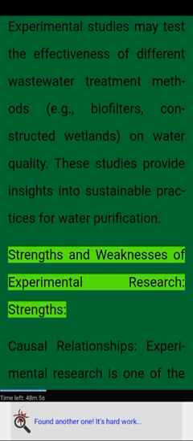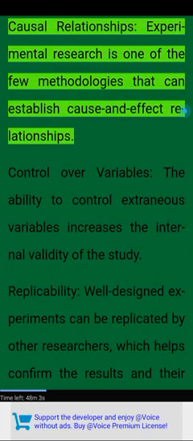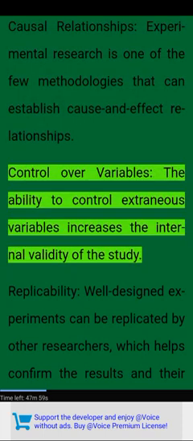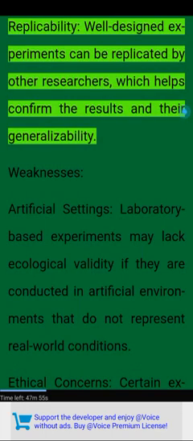Strengths and weaknesses of experimental research. Strengths. Causal relationships. Experimental research is one of the few methodologies that can establish cause and effect relationships. Control over variables. The ability to control extraneous variables increases the internal validity of the study. Replicability. Well-designed experiments can be replicated by other researchers, which helps confirm the results and their generalizability.